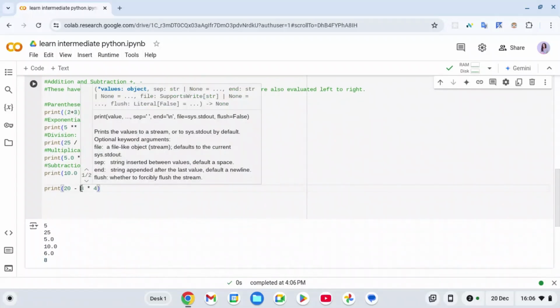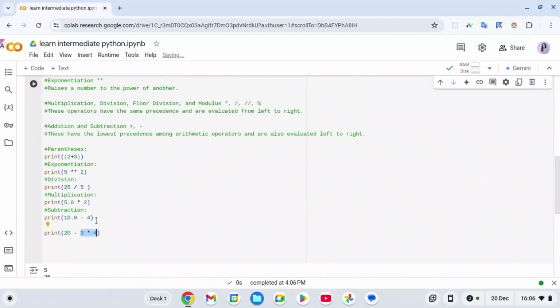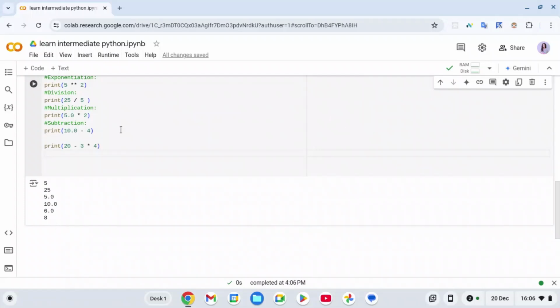First, we need to do 3 times 4, because in the order, multiplication is before subtraction. So that's why we do this first. After we do 4 times 3, which is 12, then we do 20 minus 12, which will get 8.